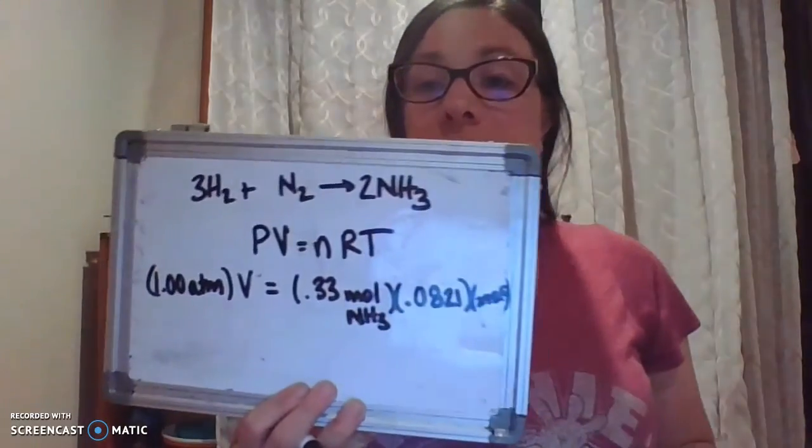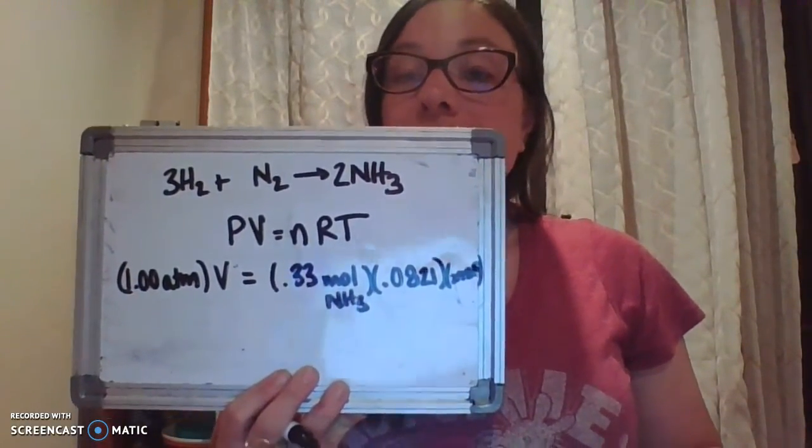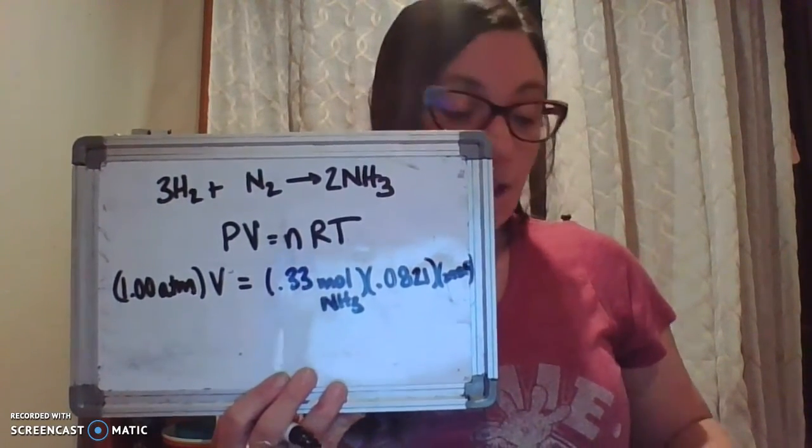Okay, so here's my work. I have pressure, which I know, times volume, which is what I'm trying to find, equal to N, which is number of moles, R, which is our constant, and T, which is our temperature. So I'm going to calculate the answer here, 0.33 repeating times 0.0821 times 298.5 divided by 1 atmosphere gives us a volume of 8.17 liters.